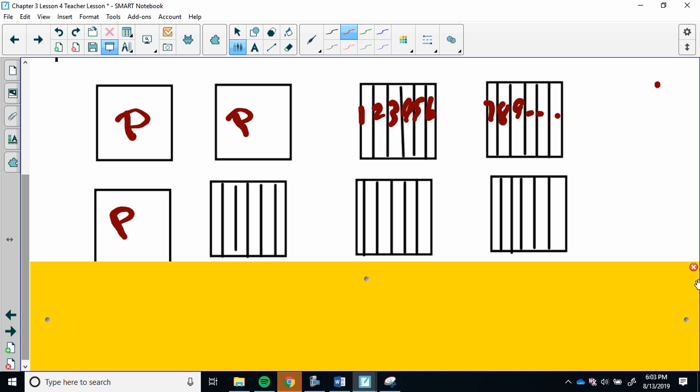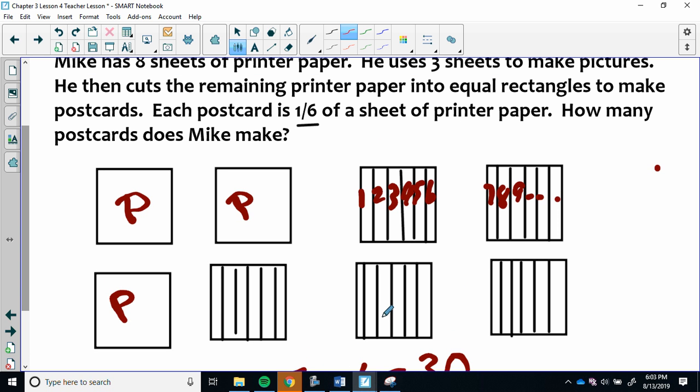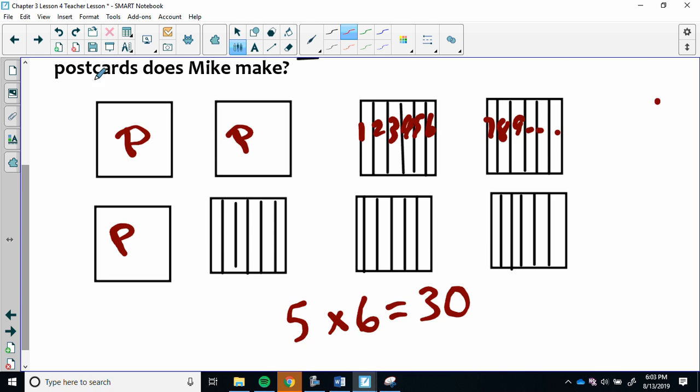So what you're going to end up doing is you're going to count the number of squares. I didn't write all this out. It would have taken all day. So 1, 2, 3, 4, 5. There's 5 pieces of paper that are divided into 6. 5 times 6 is 30. So he can make 30 postcards.